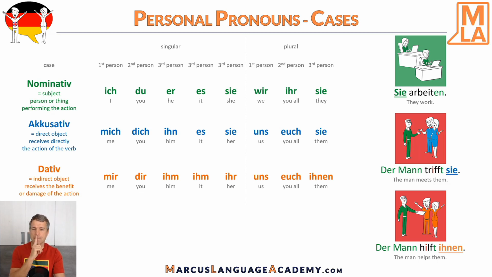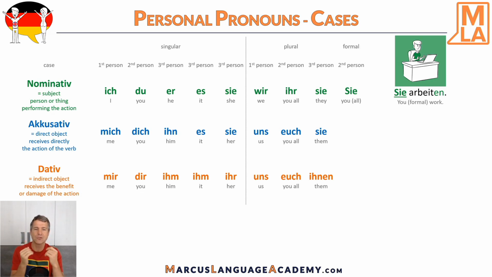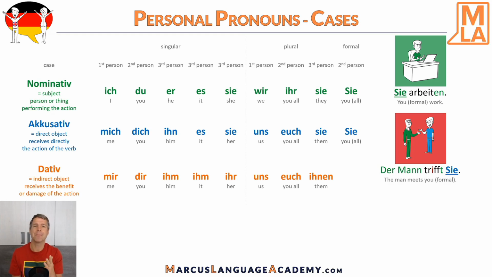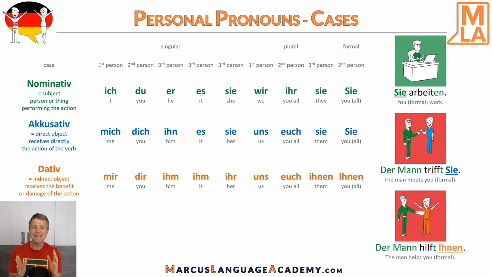But we must not forget that in German there is also the formal way to talk to someone. And here it does not matter whether I speak directly to one person or to several persons. So the nominative is Sie and always capitalized. Sie arbeiten. You, formal, work. The accusative doesn't change. Der Mann trifft sie. The man meets you, the formal way. But the dative changes to ihnen. And it is as well capitalized. Der Mann hilft ihnen. The man helps you, formal.